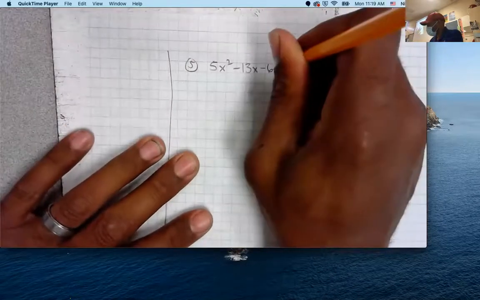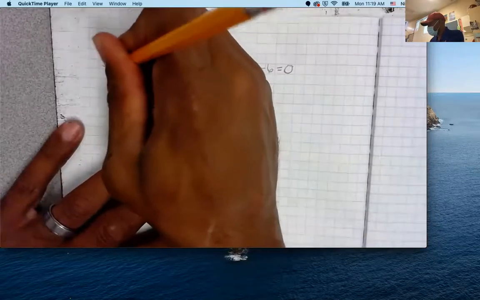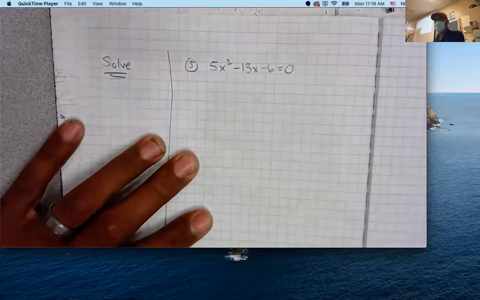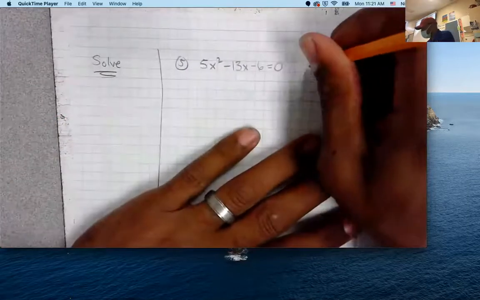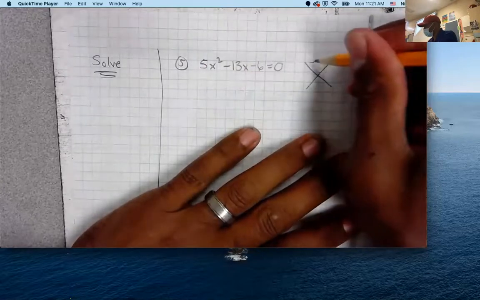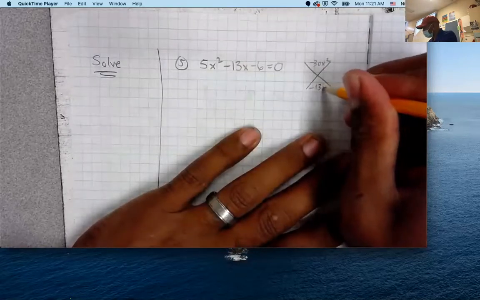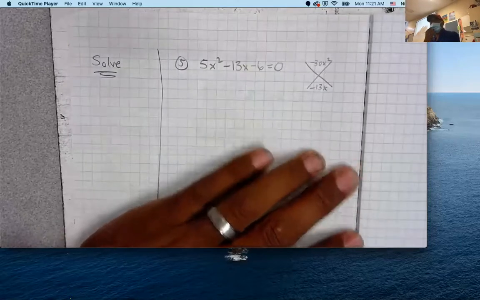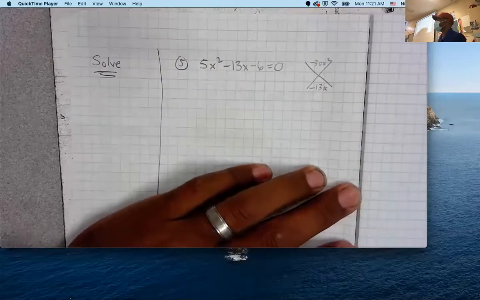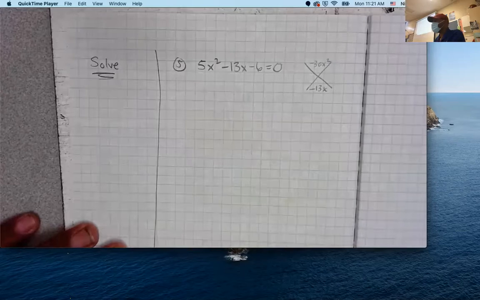Okay, so what I'm going to do is take that same one, make it equal to 0. And this time we're going to solve after factoring. So first thing, we'll set up the X. 5x squared times -6 is -30, and -13 goes on the bottom. Now I think, what two numbers multiply to -30 but add up to -13? -10, -3. Okay, so it's 10 and 3.